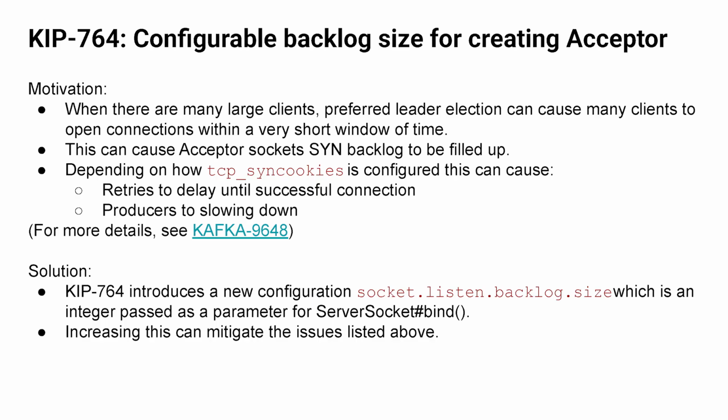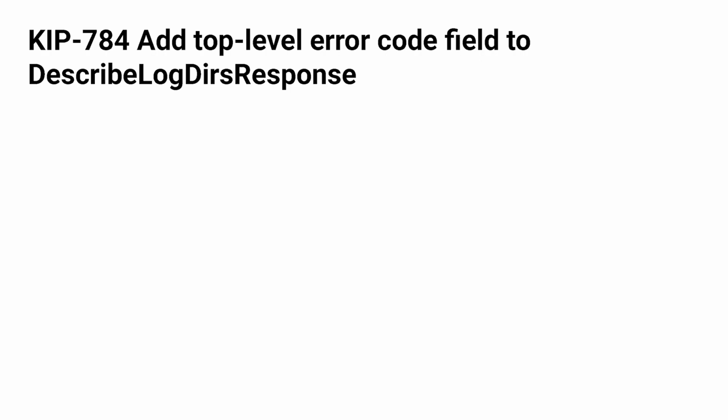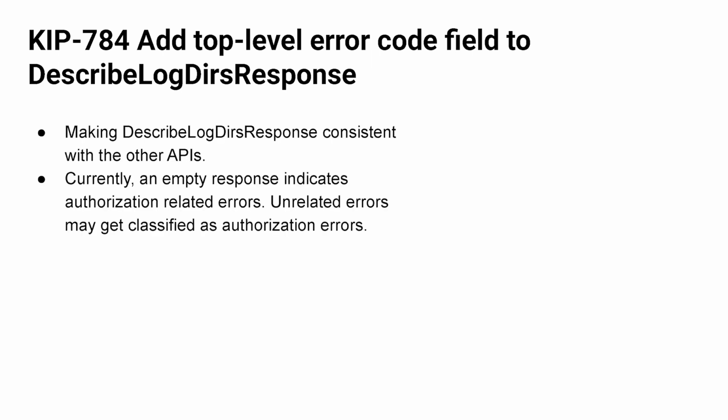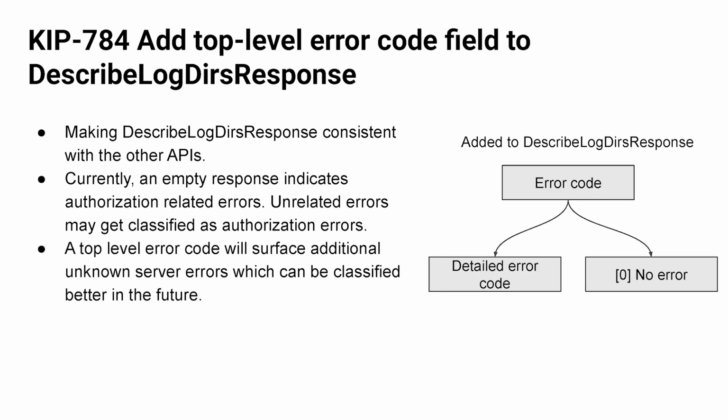KIP 764 introduces a new configuration parameter, socket.listen.backlog.size. Increasing this integer allows for a larger number of connections to be made and avoids filling up the Acceptor backlog during leader election. Next, we have KIP 784, which made DescribeLogDirsResponse more consistent with other responses. With the change, an empty response no longer indicates an authorization error. This also opens the door for currently unknown error codes to be added in the future to further classify error responses.